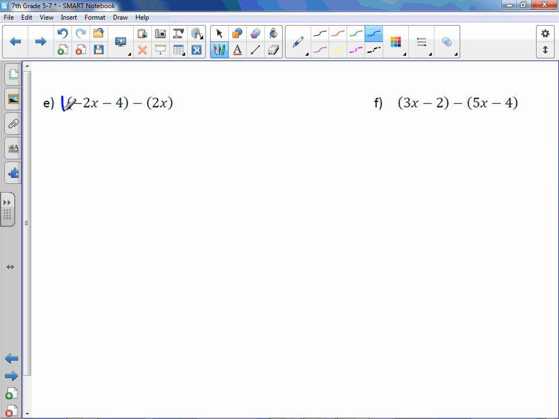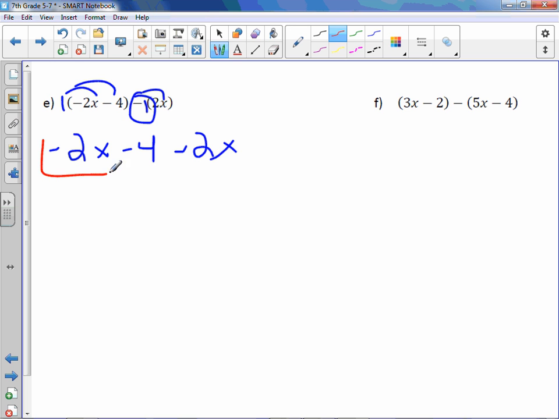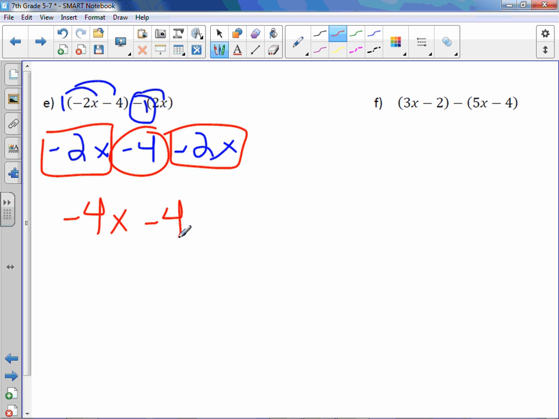Letter E, distribute. -2x minus 4 and -2x. Like terms, -2x and -2x is -4x minus 4.